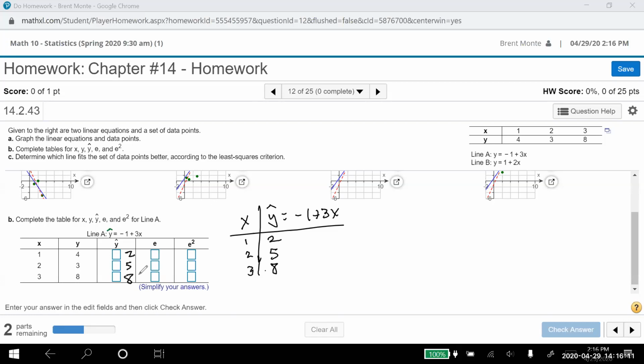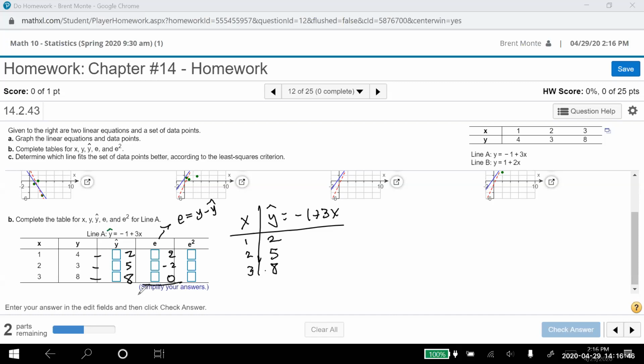I'm not going to draw it in the box because I'll put it in the box when I am able to do it. But now the error, remember the error, oops, that's not an E. The error, that's my residual. That's going to be y minus y hat. So I just subtract these two numbers. This first number, for instance, just think minus here. 4 minus 2 is 2. 3 minus 5 is -2. 8 minus 8 is 0.